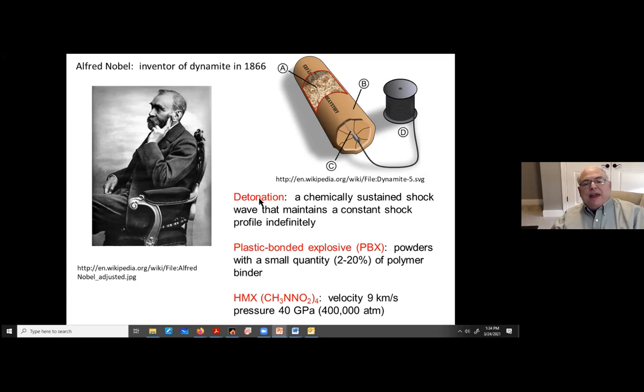Detonation is a very special case. It's a chemically sustained shock wave where there's a balance between the shock energy and the chemical energy. So it maintains a constant shock profile indefinitely.